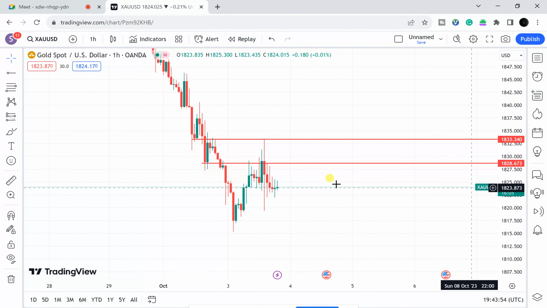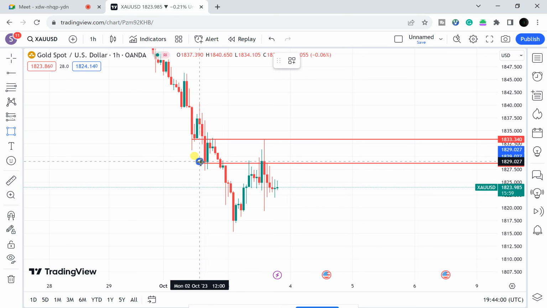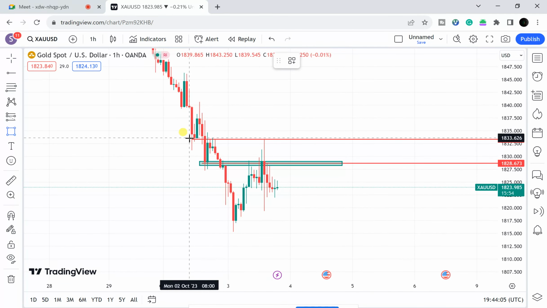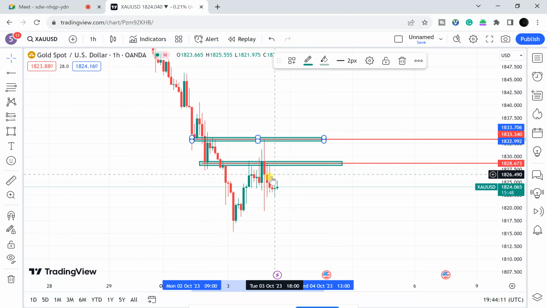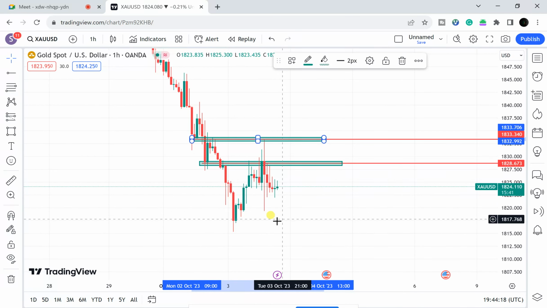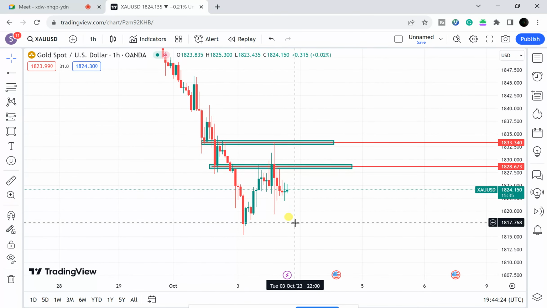So anytime I draft out a zone, what I do is I represent that zone with a rectangle, to make it easier for me to spot whenever the market is around that zone. So I have this and I have this. This was the last call we made tonight. This was the last call and I'm still holding. Why? Because I still expect that the market comes to this zone, 1817.